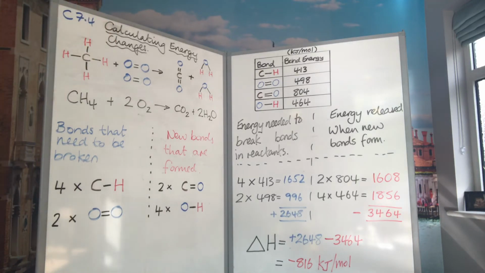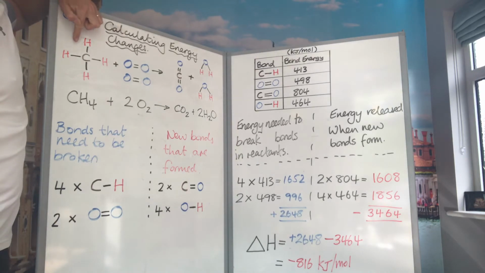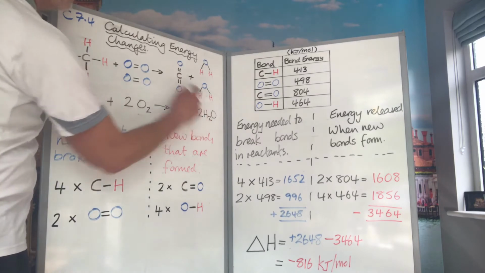C7.4, calculating energy changes. This is using bond energies, and we'll go back to the example that we used in 7.3 with methane burning in oxygen to form carbon dioxide and water.